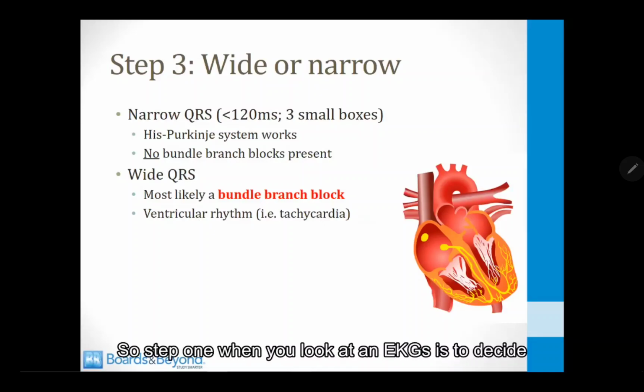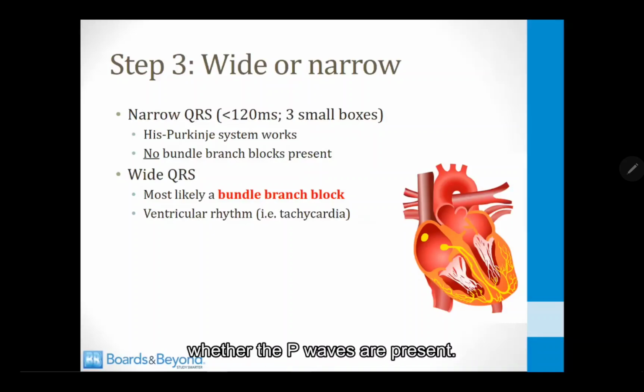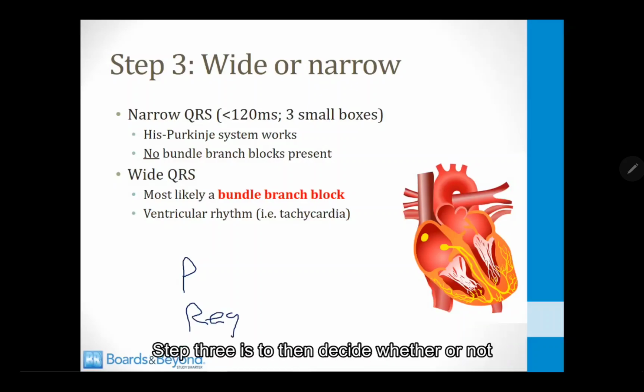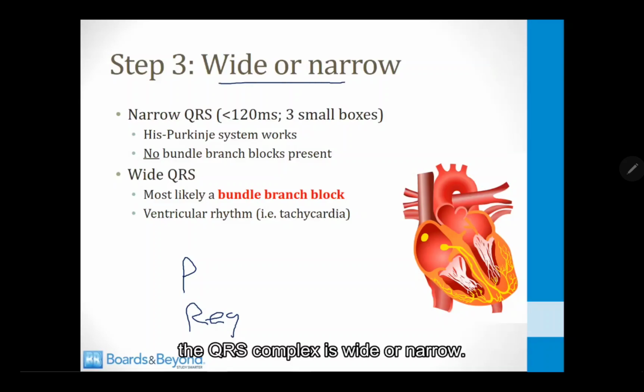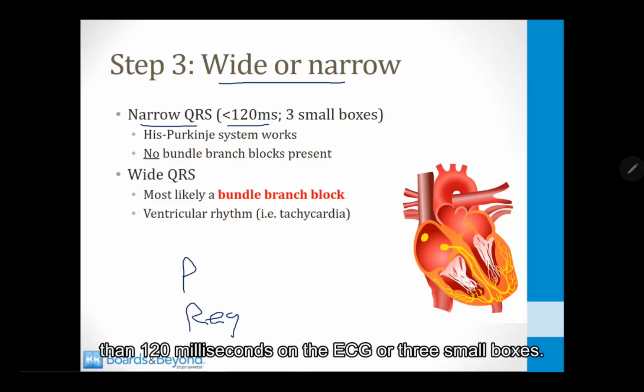rhythm. So step 1 when you look at an EKG is to decide whether the P waves are present. Step 2 is to decide whether or not you think the rhythm is regular. Step 3 is to then decide whether or not the QRS complex is wide or narrow. A normal or narrow QRS complex is less than 120 milliseconds on the ECG, or 3 small boxes.